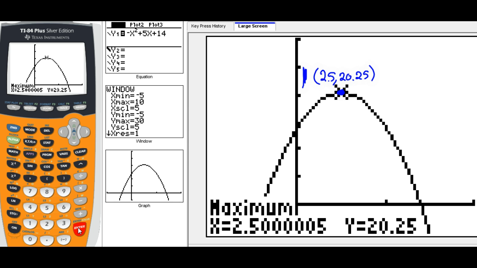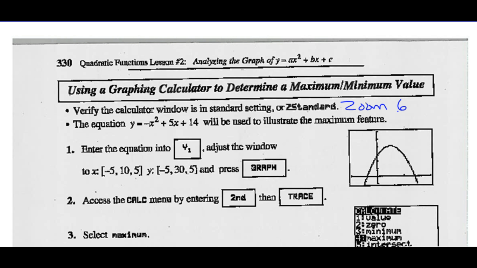And that would be my vertex. All right. So we can find the vertex of the parabola by finding the maximum if it's opening down. We do the same thing to find the minimum if it was opening up. All right. On to the next page in our notes then.